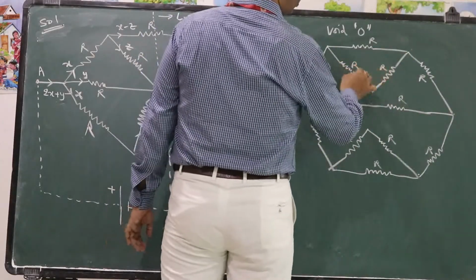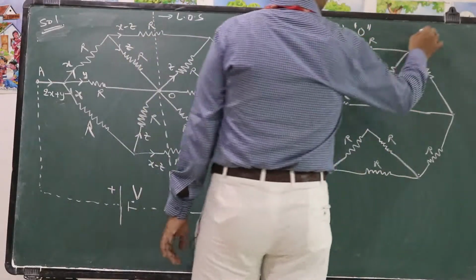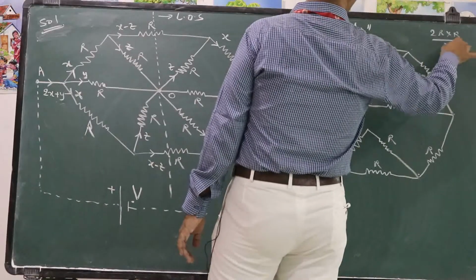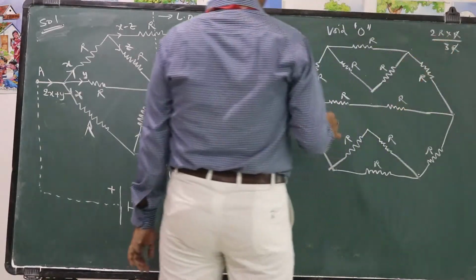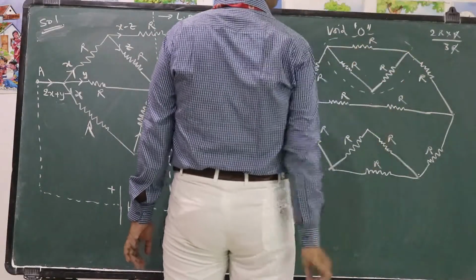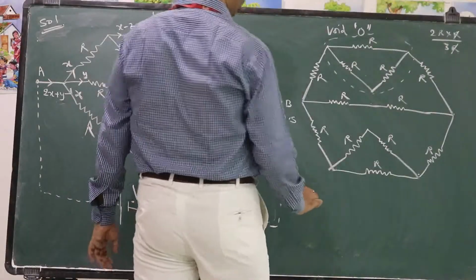So these two are in series. R and R in series means effective resistance is 2R. 2R is in parallel to R. So 2R into R by 2R plus R, that is 3R. RR gets cancelled, 2R by 3. So I can replace this entire branch with a single resistor of 2R by 3. Then the same circuit will behave like this.